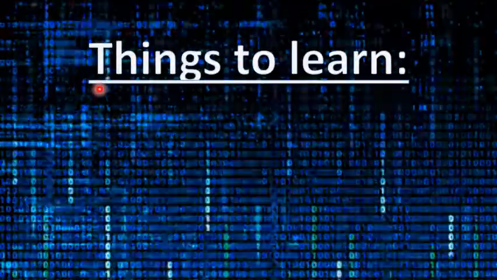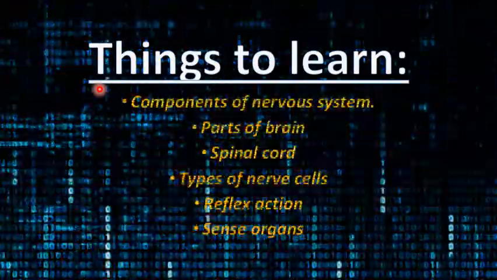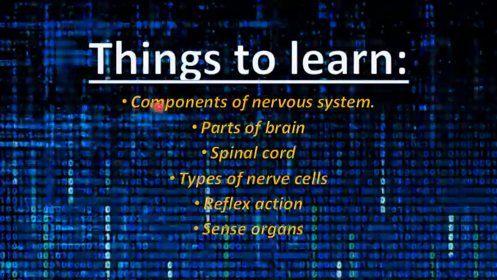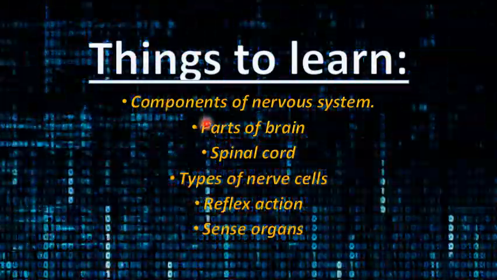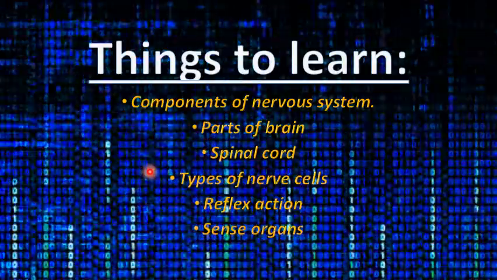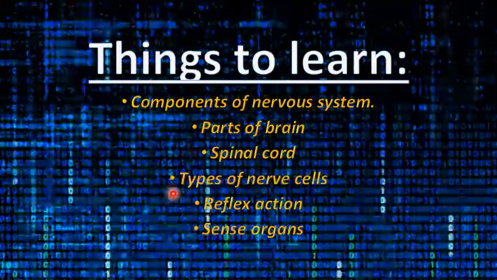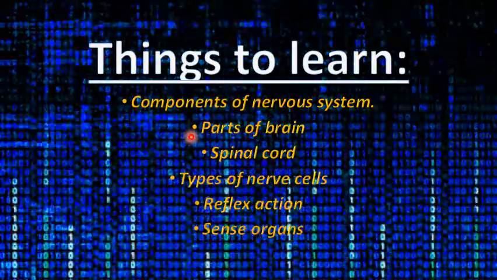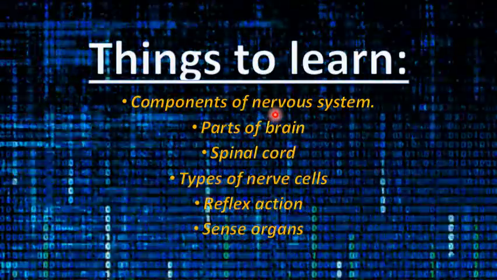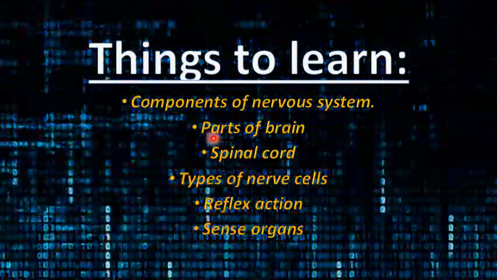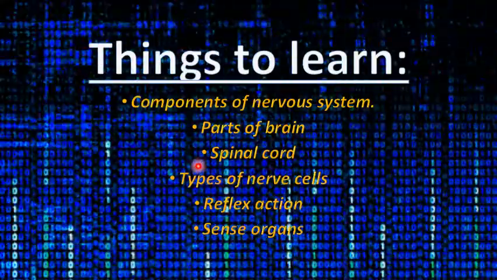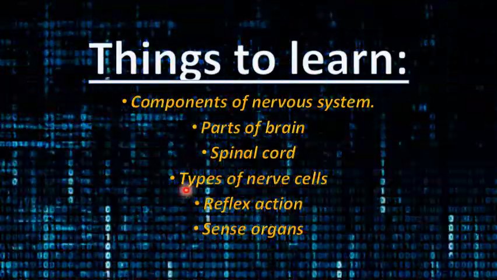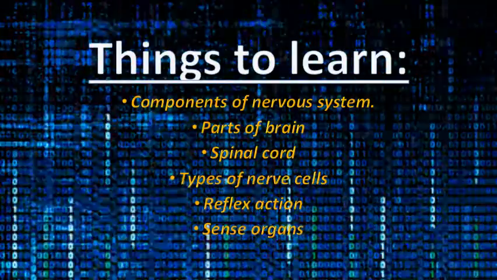As you have been told in the last class, we are going to learn some of the things listed here, and these are components of nervous system, parts of brain, spinal cord, types of nerve cells, reflex action and sense organs. Components of nervous system we have completed, parts of brain we have learned, and spinal cord. Now, in today's class, we are going to learn about nerve cells and the types of nerve cells. So let's get started.